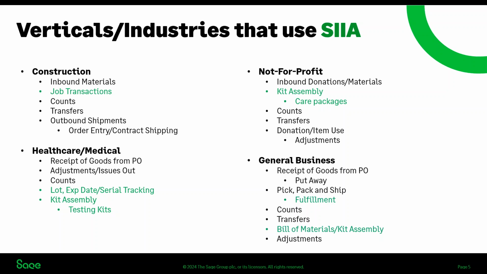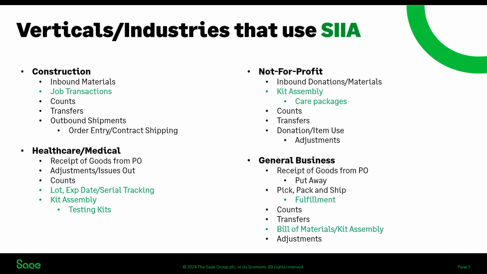We also have some companies that use our kit assembly. One example is companies putting together things like medical testing kits. Not-for-profit, I don't know if anyone attending here today deals with that or is in that industry, but we have a lot of companies using this solution that are categorized as not-for-profit. You have to capture what items are coming in, be it donations, just materials coming in. Kit assembly, we see that in play here as well, things like counts and transfers, donations, and then general business.